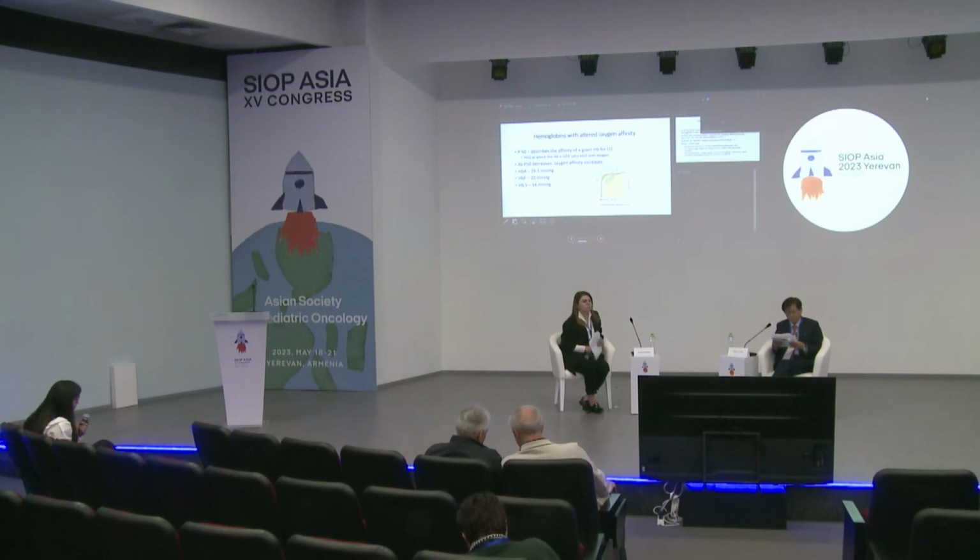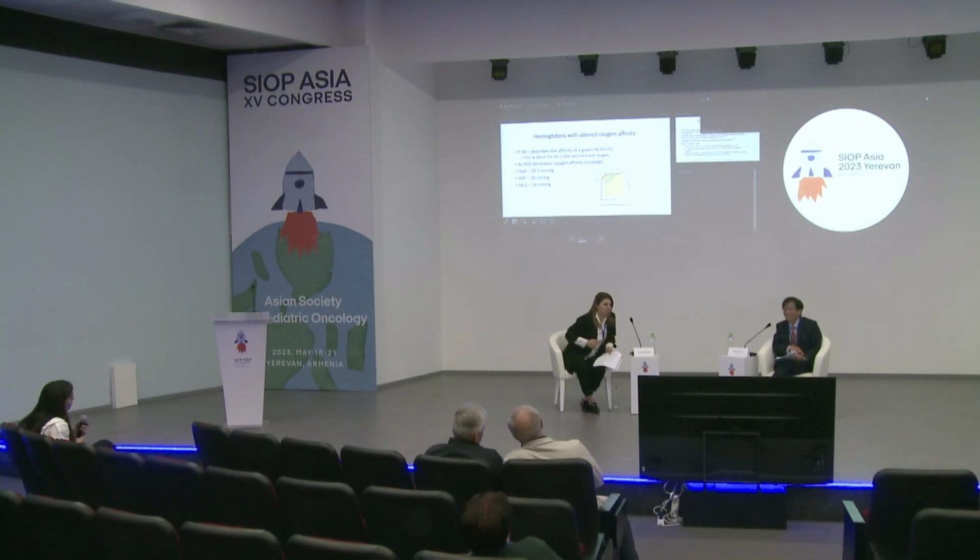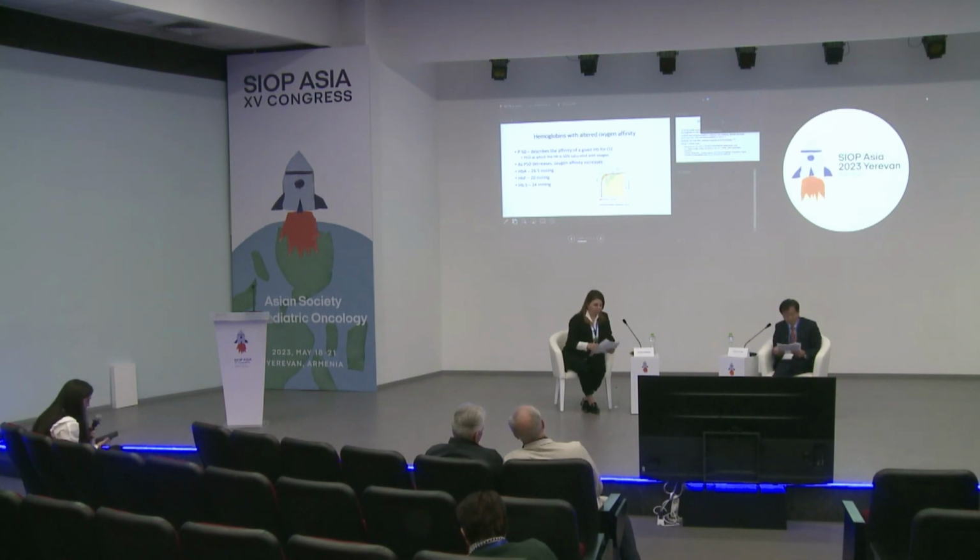Moving on to other modalities. Hemoglobins with altered oxygen affinity have also been studied for sickle cell disease. P50 describes the affinity of a given hemoglobin for oxygen, and it is the PO2 at which hemoglobin is 50% saturated with oxygen. As your P50 decreases, your oxygen affinity increases. This means if your hemoglobin remains oxygenated, there is less chance that a hemoglobin S molecule staying oxygenated is going to sickle. So your goal would be to keep your sickle molecule as oxygenated as possible.